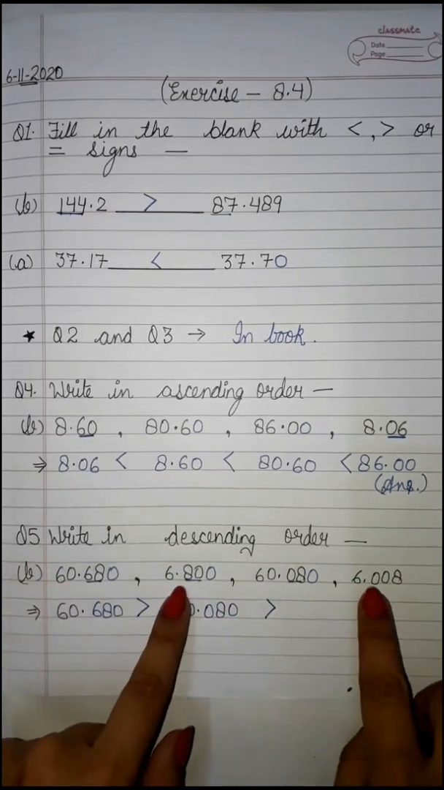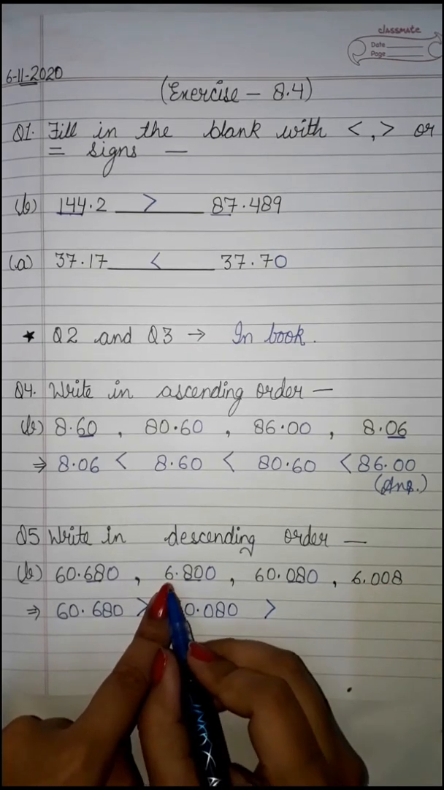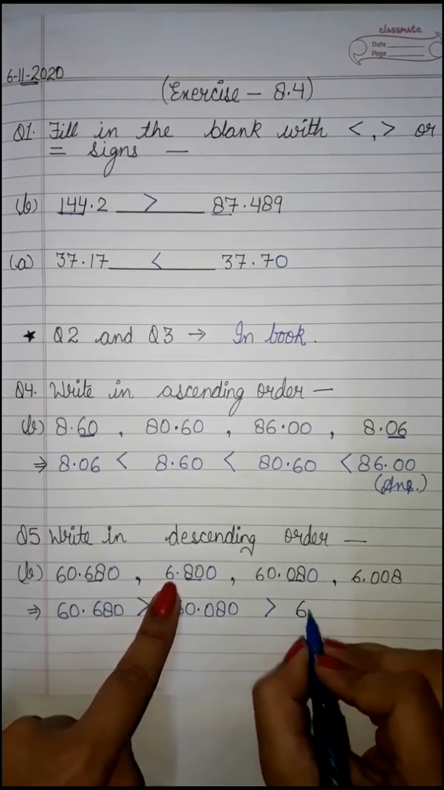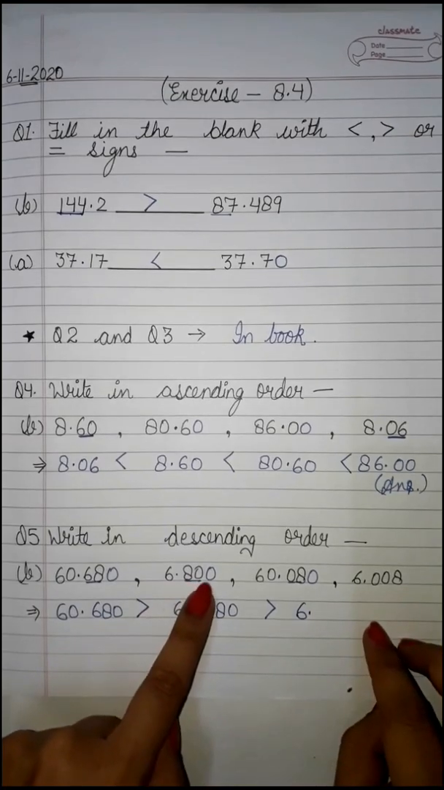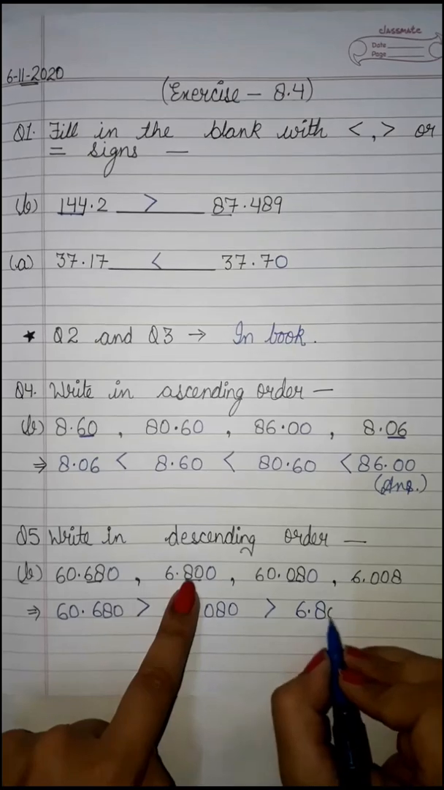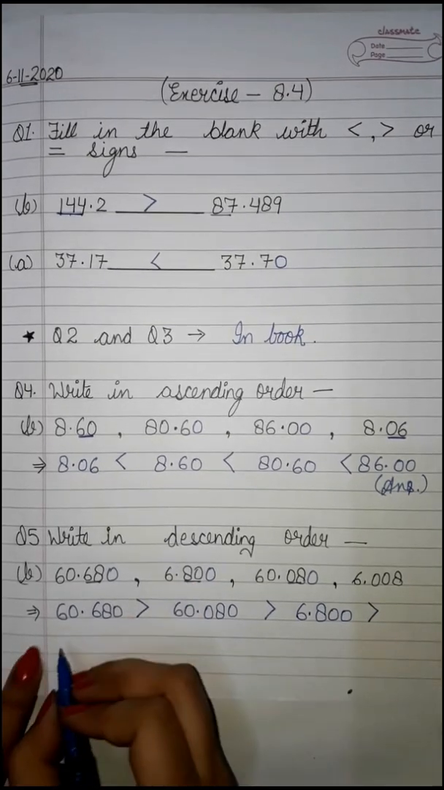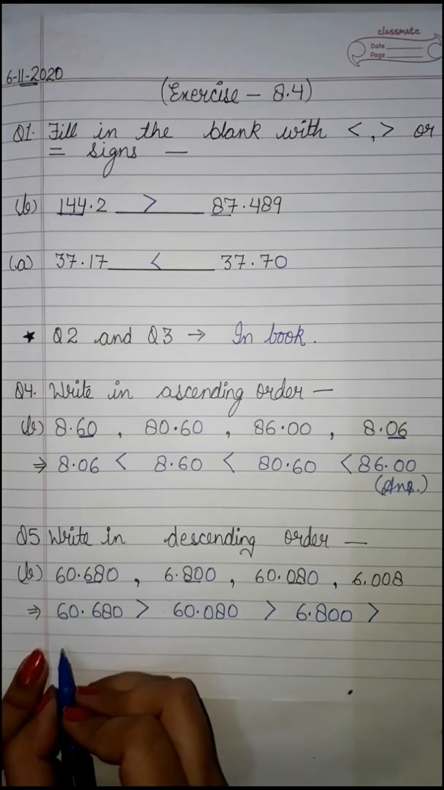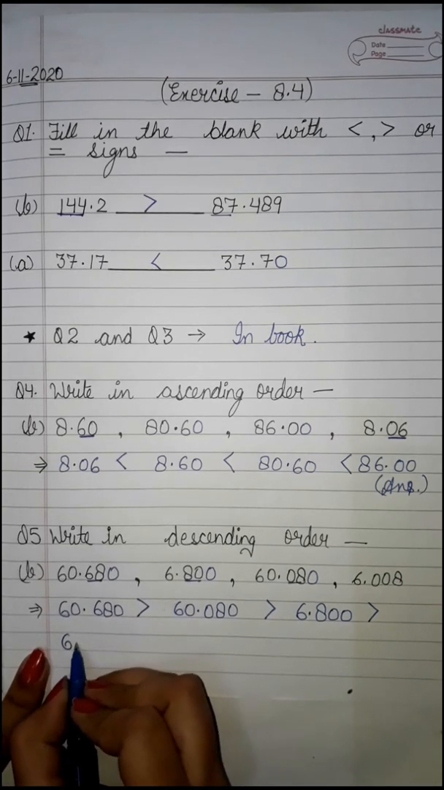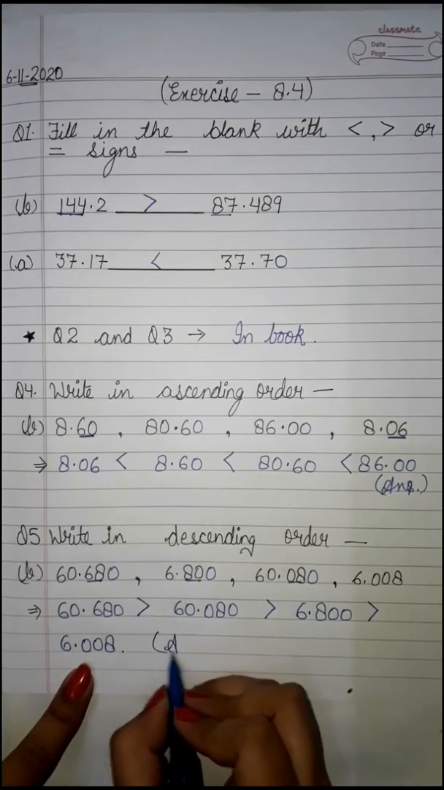Now we have to choose among these two. So it will be 6. This is 800 and this is 008. Obviously 800 is greater. Now children, if space is finished in your line, you can use the next line also. The last one will be 6.008. This is the smallest number. So this is the answer.